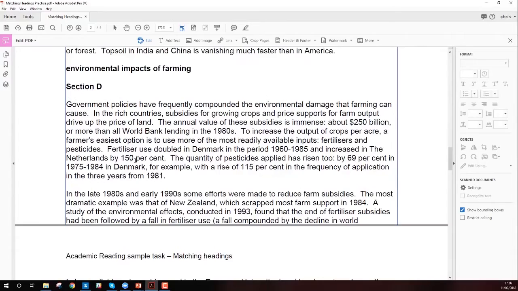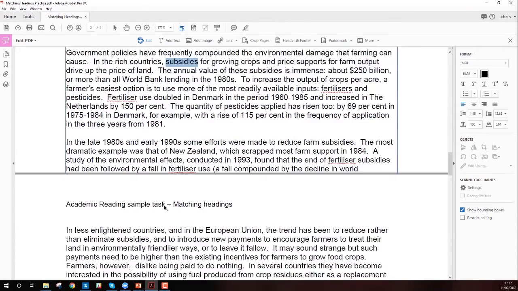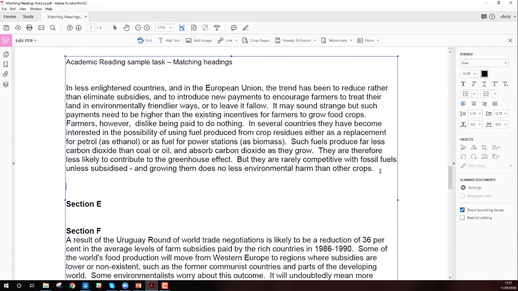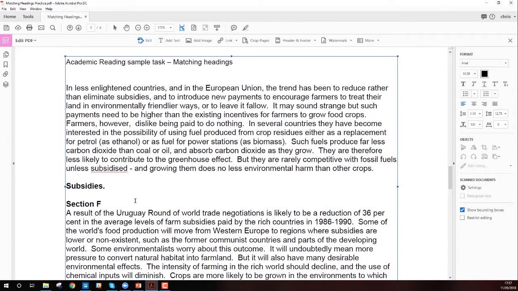So subsidies, if you don't know what that is, a subsidy is when the government pays someone to do something. So for example, paying a farmer, if you use fertilizer, we'll give you money. Or if you grow corn, we'll give you money. But if you grow bananas, we won't give you money. So it's government support for farmers, basically. So it's talking about government policies. So subsidies are an example of a government policy. So I'm going to say, because it mentions subsidies so many times, this one is about subsidies. So that's my one. So we can delete E. Okay, let's move on.